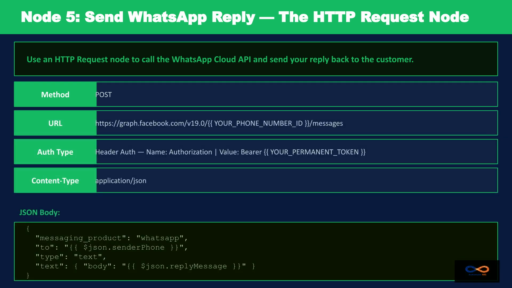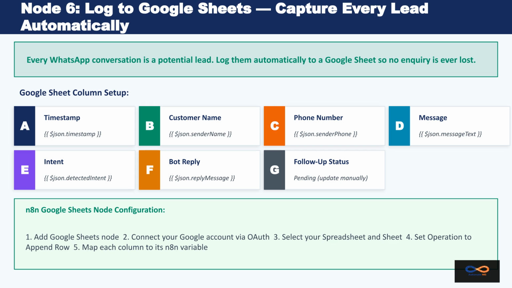Replies are being sent. Finally, Node 6 captures every lead in Google Sheets automatically. Every WhatsApp message is a potential customer. Without logging, inquiries disappear into your chat history, never to be followed up. The Google Sheets node appends a new row for every conversation.